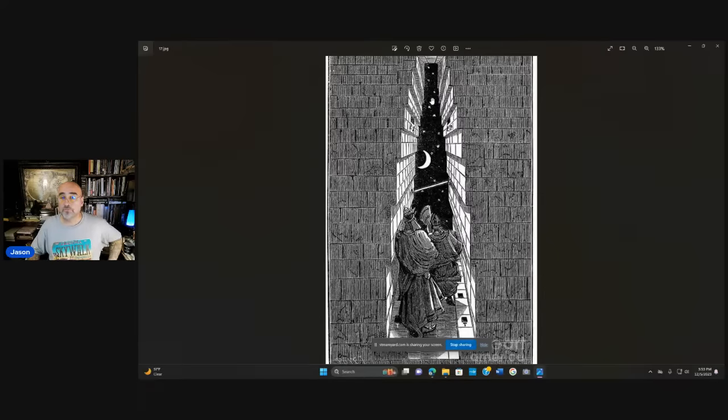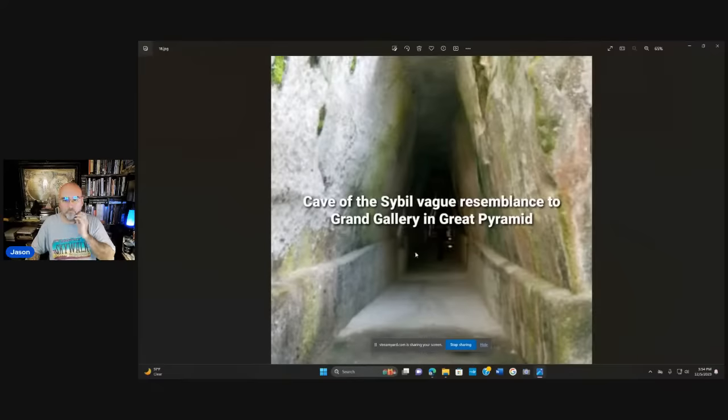Get this, guys. This is crazy because the Grand Gallery goes up to 138 feet. I'm going to show you 138 feet into the structure, where the Grand Gallery ends. So this is what they were doing. They were looking for something. Here's the cave of the Sibyl.